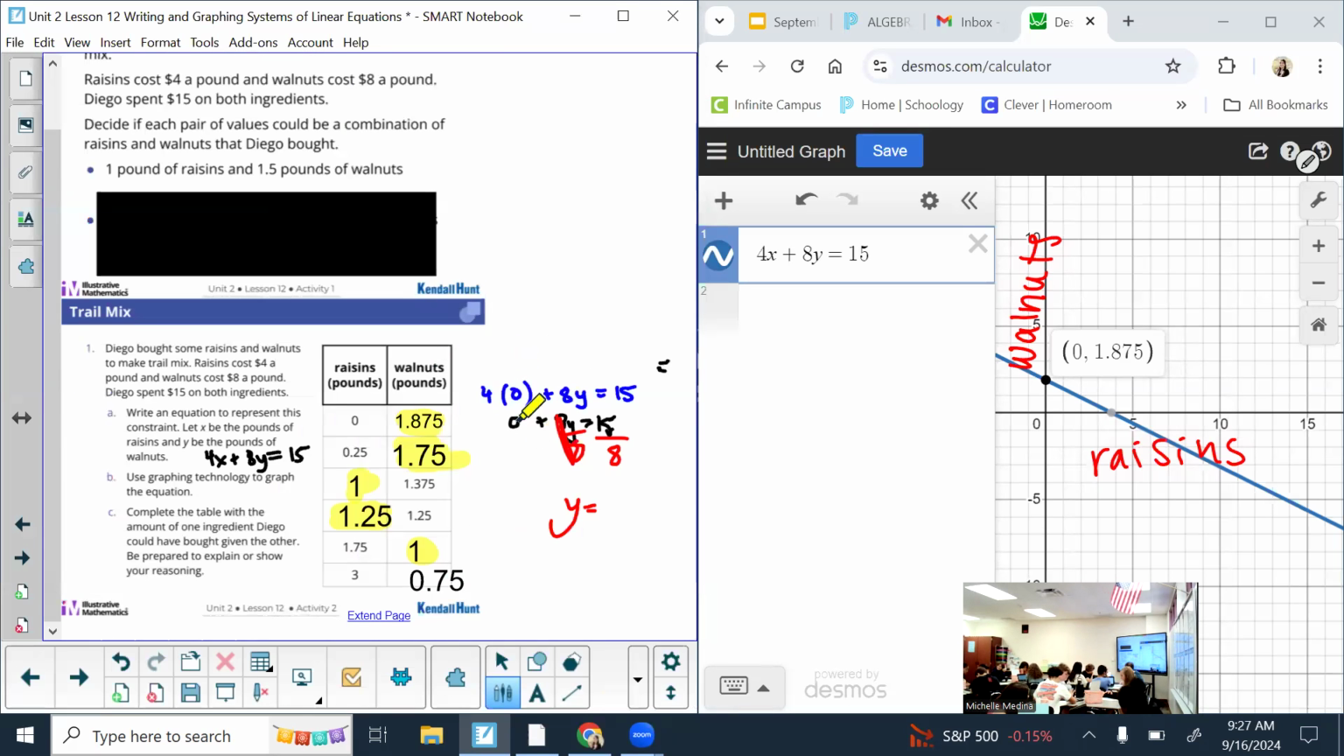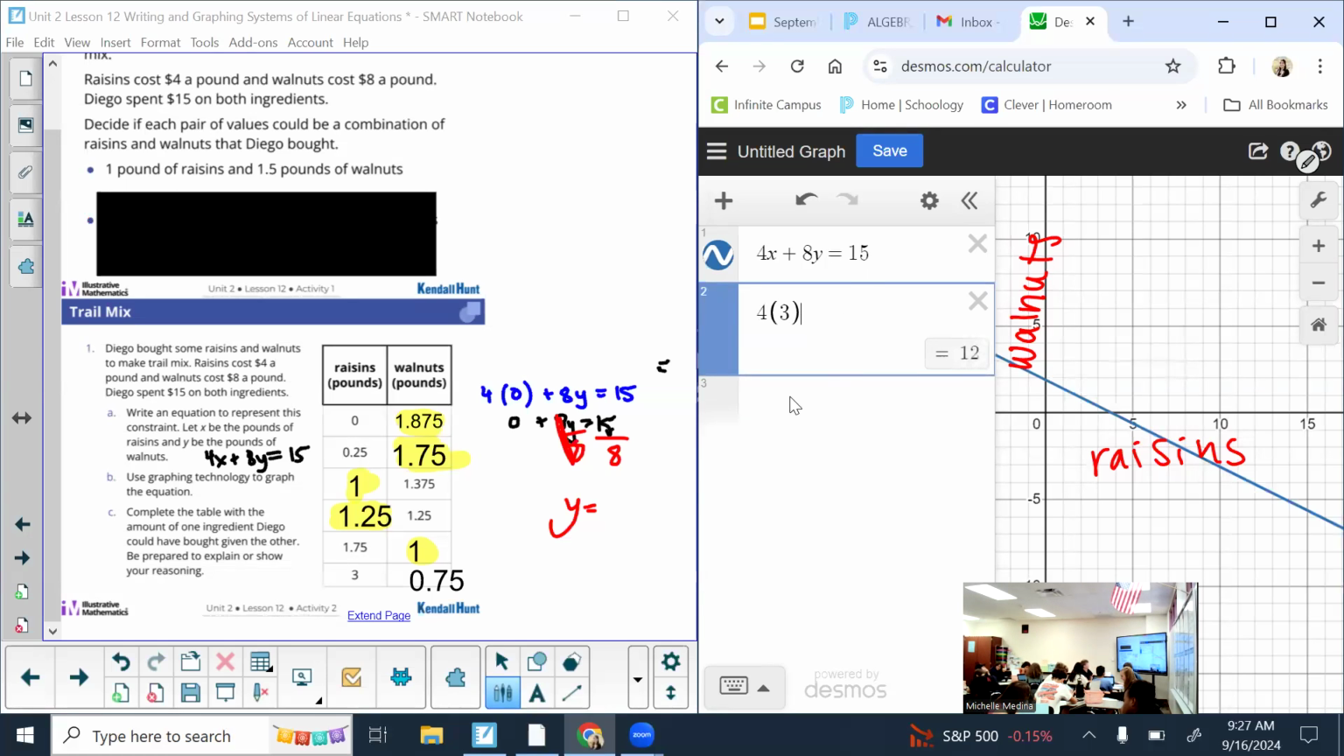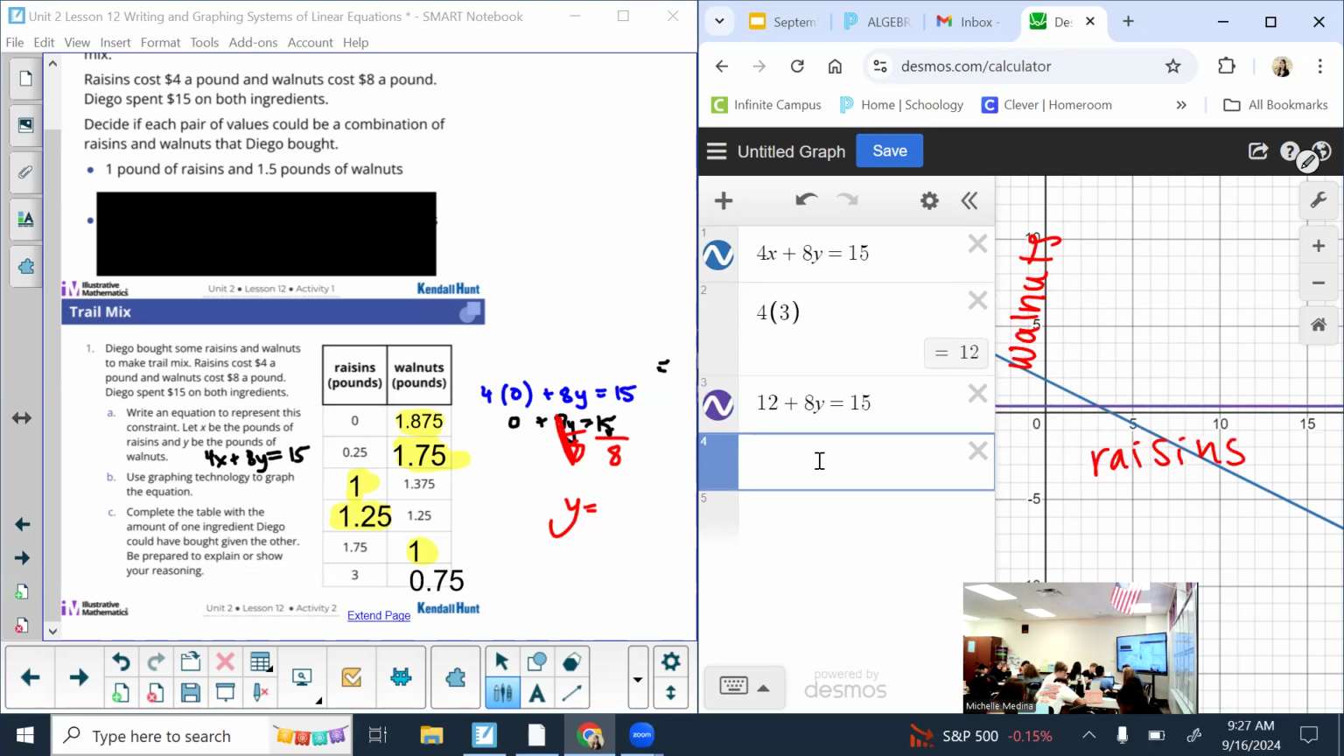If you were using the equation, what would you be plugging in and where for that one? So if you're doing this one algebraically, plug in a 3 for the x. So 4 times 3 is 12. Subtract 12 on each side, you get 8y equals 3. Divide 8 on each side, you get this as an answer instead, 0.375.